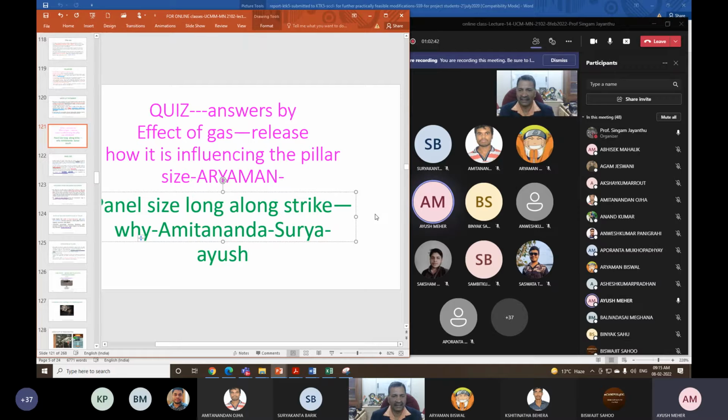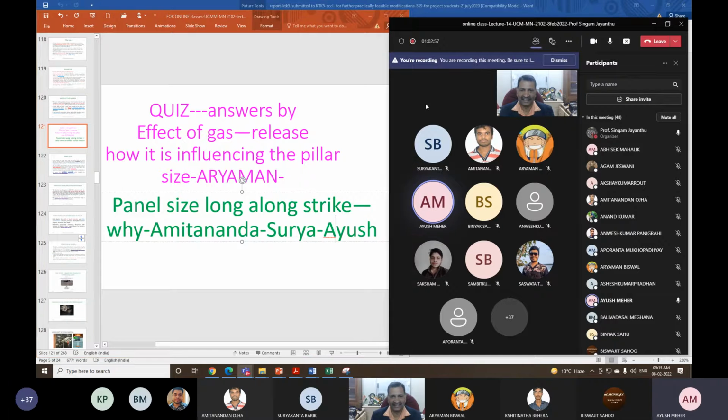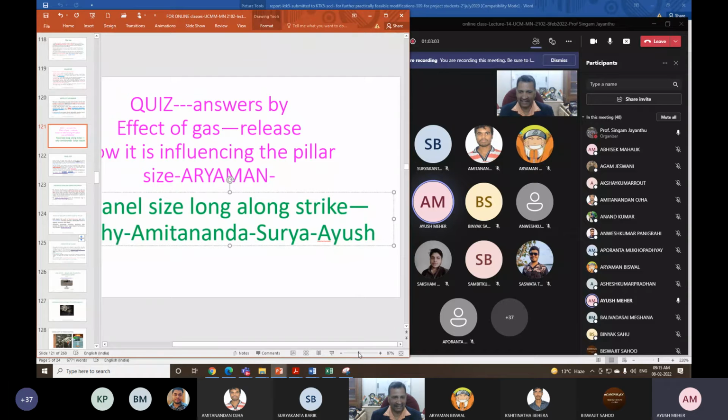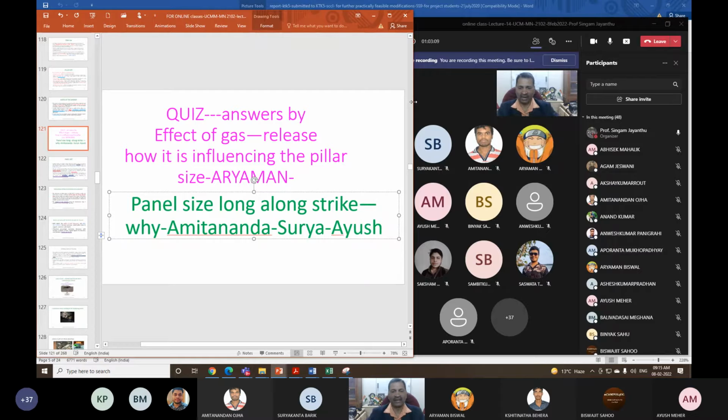Yes, sir. As we know that rectangular pillars are more stable than rhomboidal ones. So as we continue the pillar size along the strike direction, we get more rectangular pillars. With fewer pillars, we can get more stability of the upper and bottom strata. So I think that's the main reason. Okay, very good. Anybody want to say anything more?